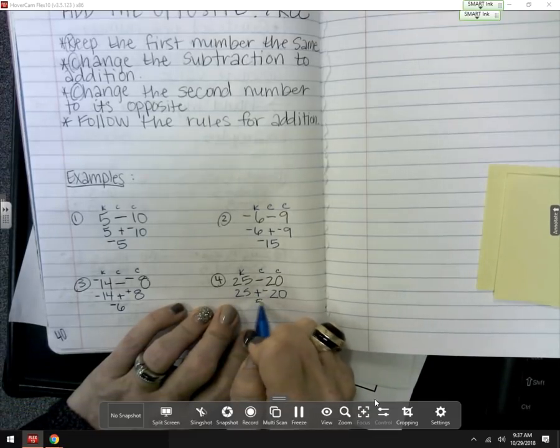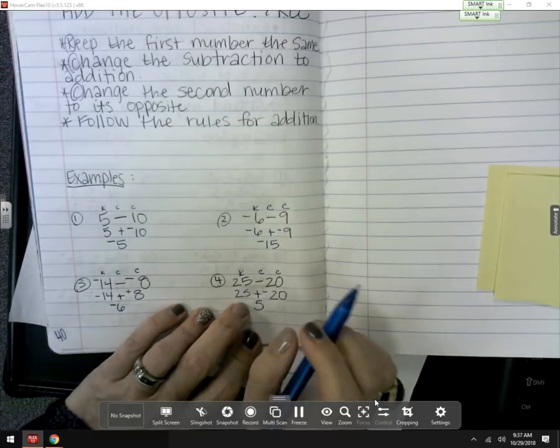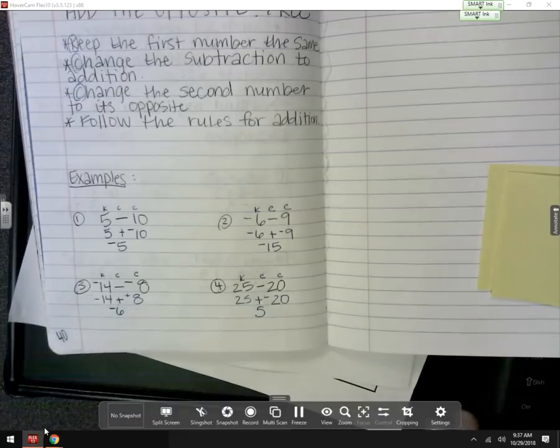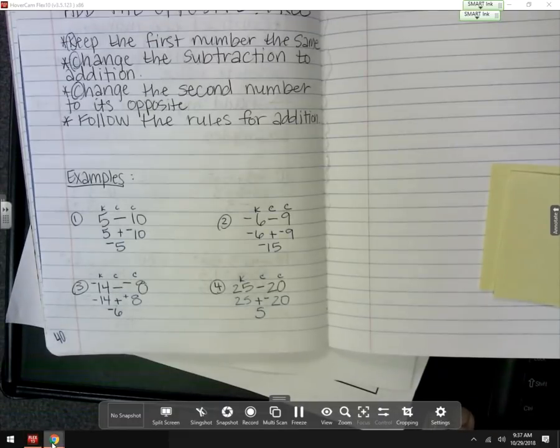That leaves me with 5, and my 25, my positive number, has the greater absolute value, so my answer will be positive. Thanks so much for playing along. Come get this checked in and move on to your next step.